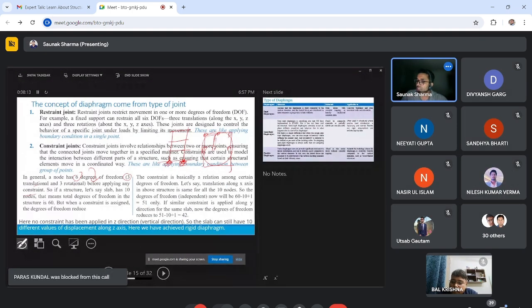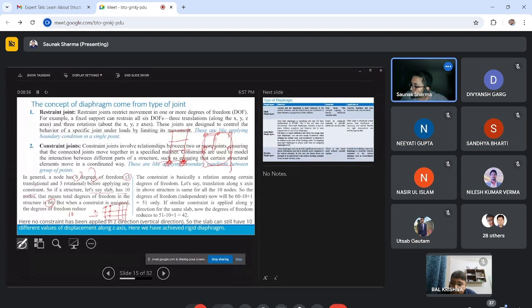Before applying any constraint, if a structure, let's say a slab, has 10 nodes, meaning we have meshed this slab to create 10 nodes, then the total degree of freedom in this structure is 60. But when the constraint is assigned, the degree of freedom is reduced. Now, when we assign a parameter so that every point in this slab deflects in the x direction with the same value, then the total 60 degrees of freedom we have initially are reduced.